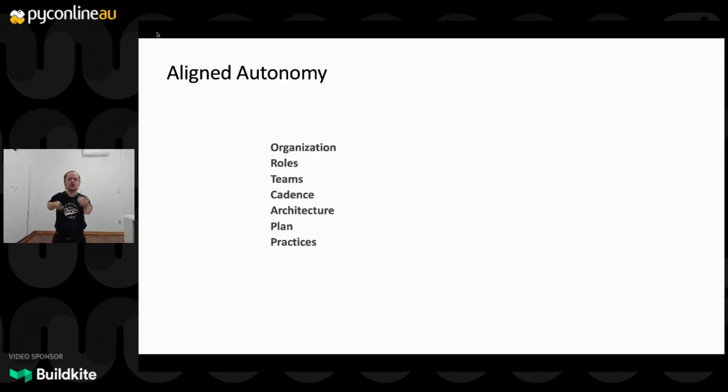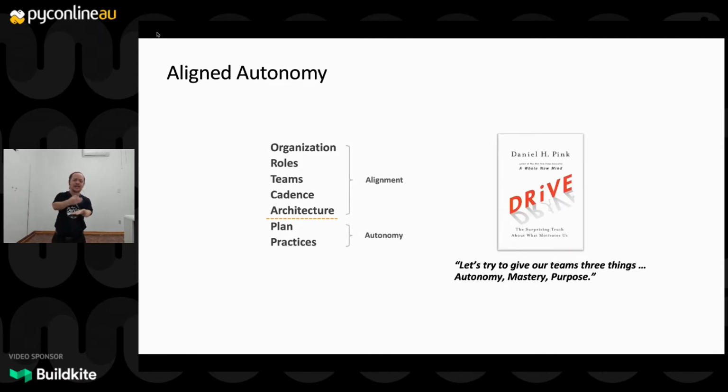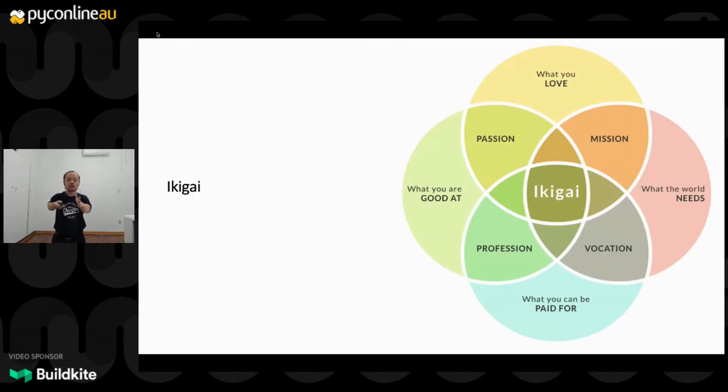It also tried to create aligned autonomy. So aligned autonomy, if you don't know this, by Daniel H. Pink, means we're going to give our teams 3 things: autonomy, mastery, and purpose. And it really created a revolution to try and get that process driven. It also promised Ikigai. So Ikigai is the coming together of what you're good at, what the world needs, what you love, and what you get paid for.